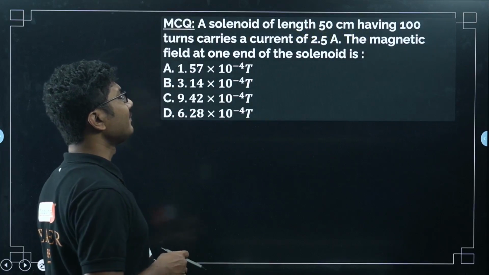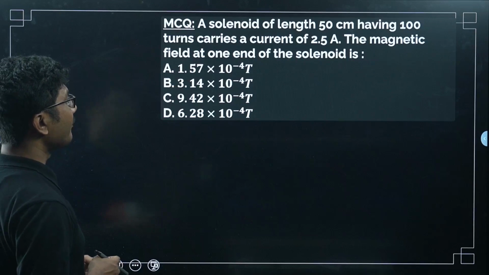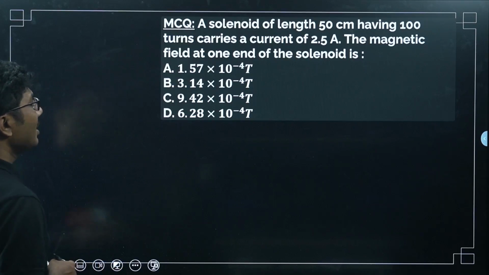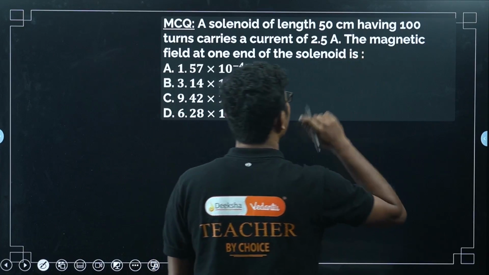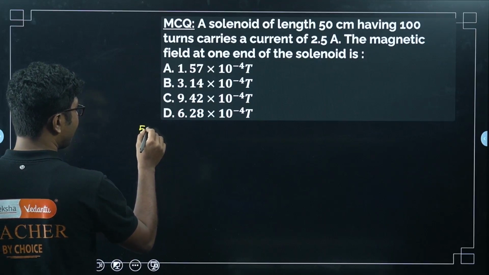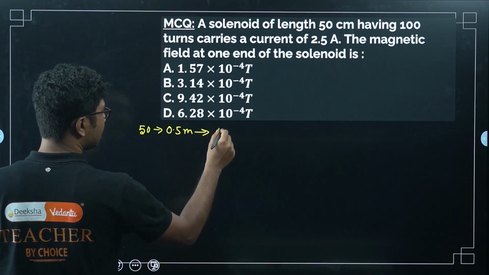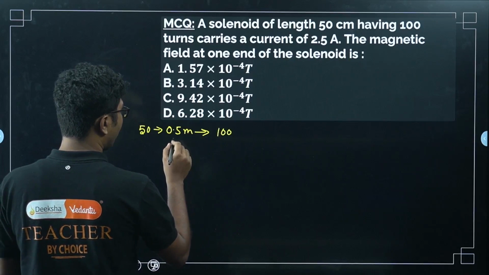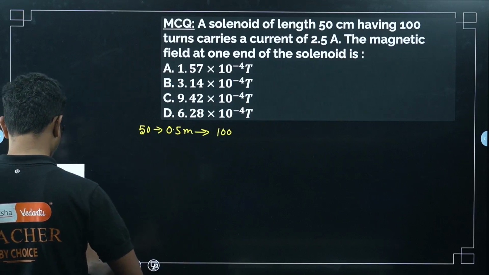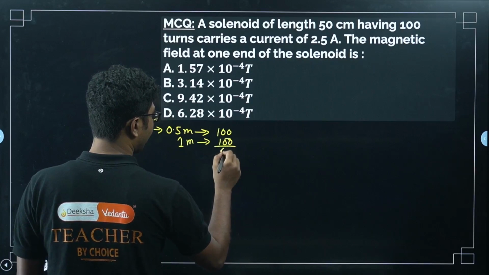A solenoid of length 50 centimeter having 100 turns carries a current of 2.5 ampere. The magnetic field at one end of the solenoid is. Very interesting problem. Now they have given you 50 centimeter length, so 0.5 meter length, and number of turns is 100 in that. So for 1 meter length, what is the number of turns? For 1 meter length, number of turns should be 100 divided by 0.5.